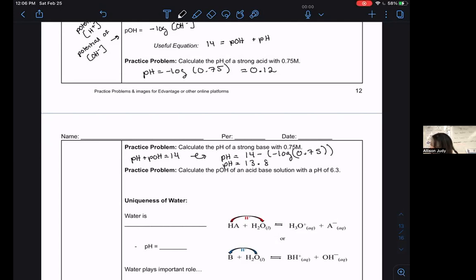Let's see, 8. All right. So super, super basic, which makes sense given that we have a pretty strong base with a high concentration. So our acidic nature would register more basic, right?